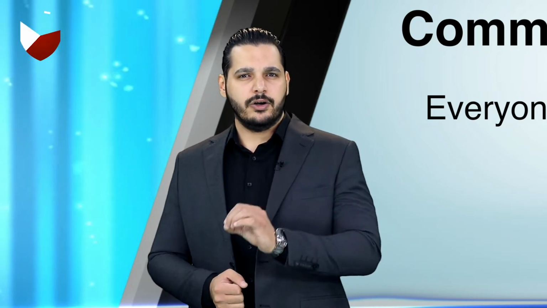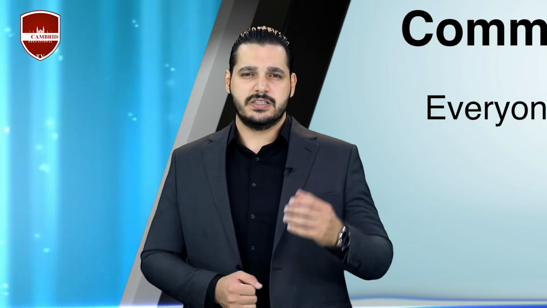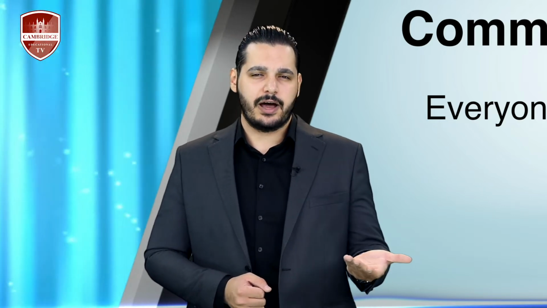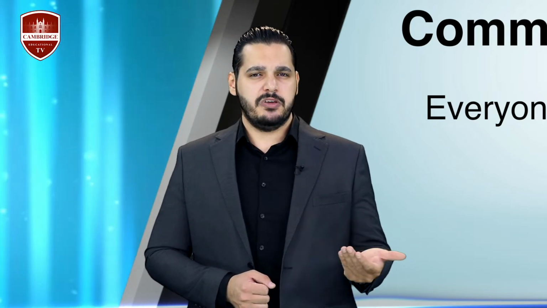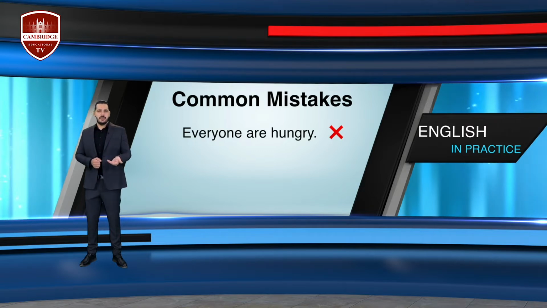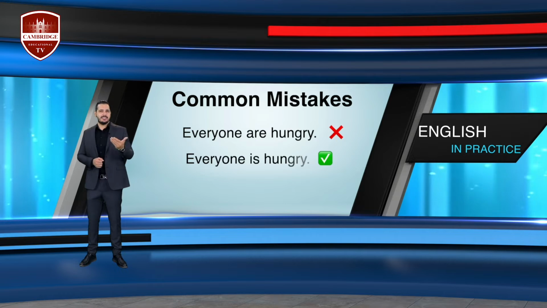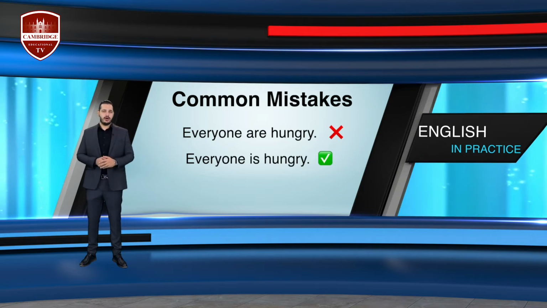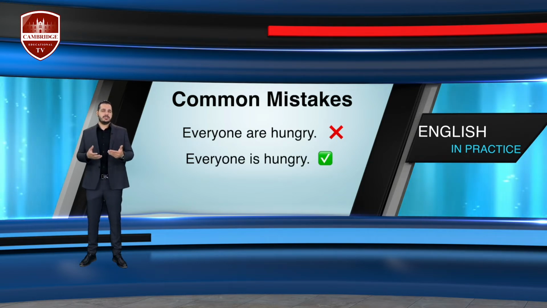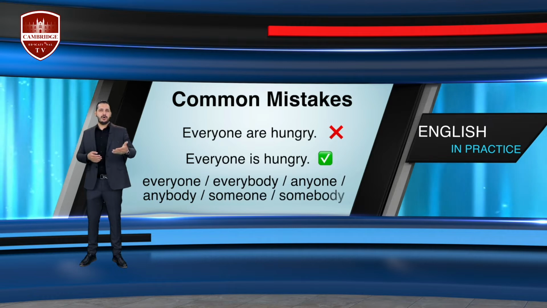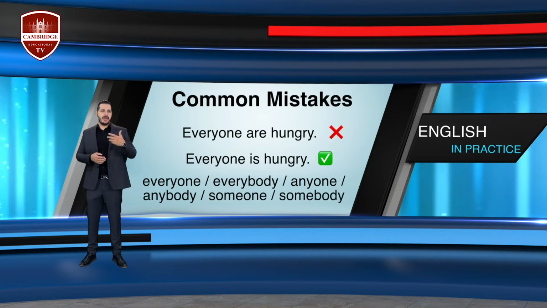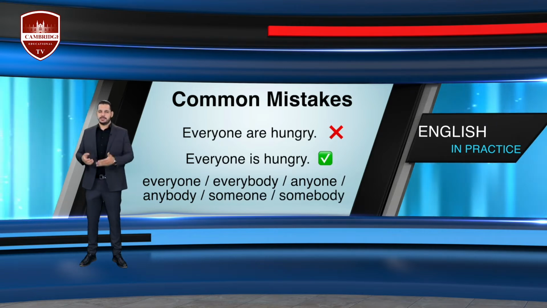So everyone are hungry is wrong because the word everyone is a singular noun, which means it should be followed by a singular verb. So in order to fix this sentence, we have to say everyone is hungry, not everyone are hungry. Now this also applies to everyone, everybody, anyone, anybody, someone, and somebody.